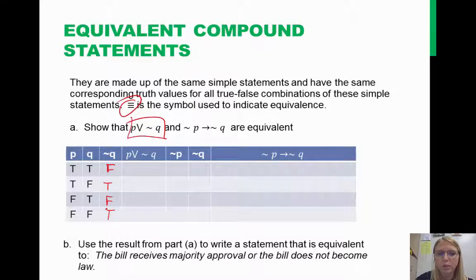And we have an OR statement. So with an OR statement, we are looking for two falses in the P and in the not Q. So we have two falses right here. I think everything else will be a true.